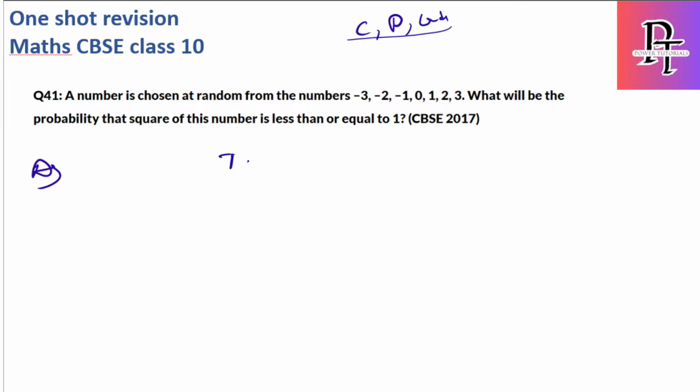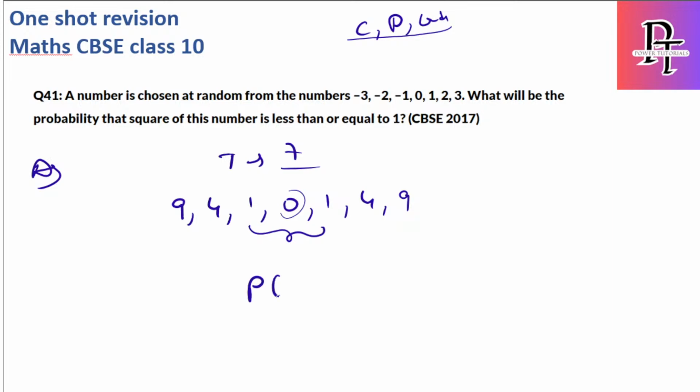First of all, what is the total? 1, 2, 3, 4, 5, 6, 7. So the total is 7. Now we have to find the winning cases, that is, the event: the square of this number is less than or equal to 1. Let's find the squares of these numbers. -3 square is 9, -2 square is 4, -1 square is 1, 0 square is 0, 1 square is 1, 2 square is 4, 3 square is 9. So which numbers have squares less than or equal to 1? Only 3 cases, because less than covers 0 and equal to covers 1 and 1. So the total favorable cases are 3.